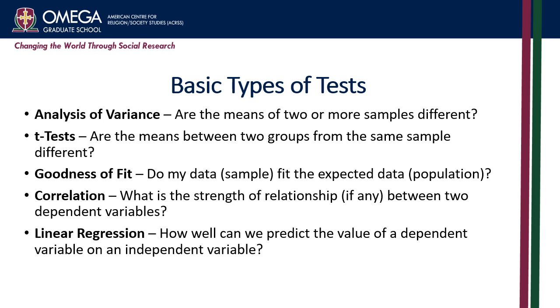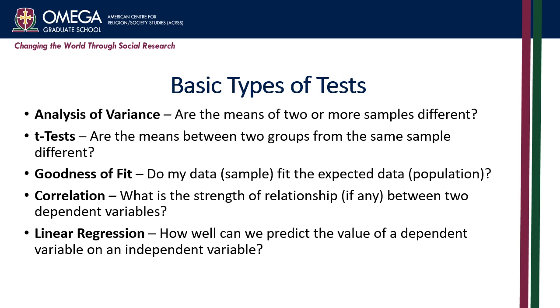So we take multiple samples and we want to know if the mean score on a particular measure is different between them. So I may collect a sample of churchgoers in one part of the state and another part of the state and another part of the state, and I want to know if their intrinsic religiosity is different between those samples.